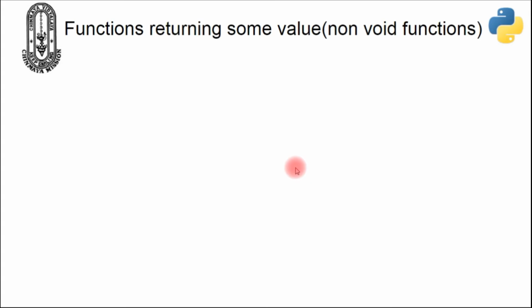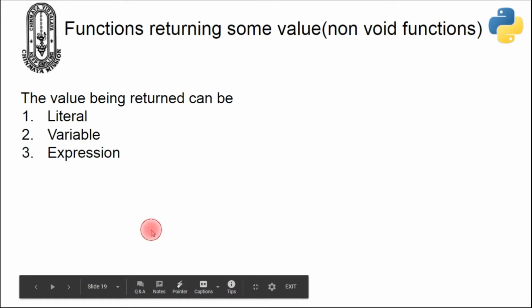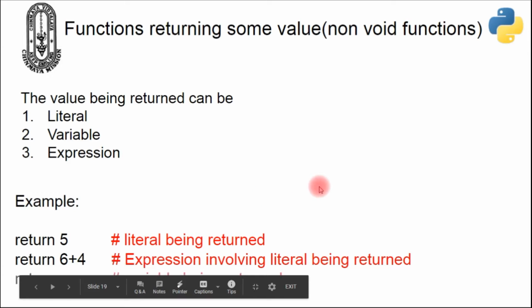Let us discuss one by one. First one, functions returning some value, which are called non-void functions. The functions that return some computed result in terms of value fall under this category. In order to return a value, you are supposed to use the keyword return. The value being returned can be a literal, variable, or expression.